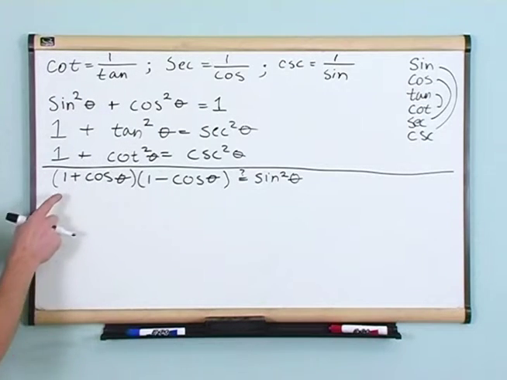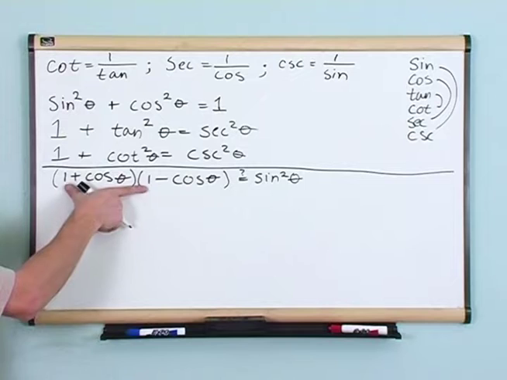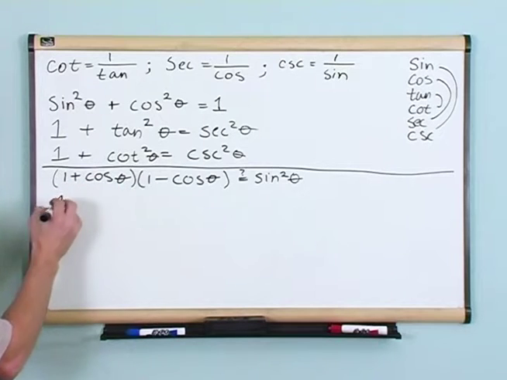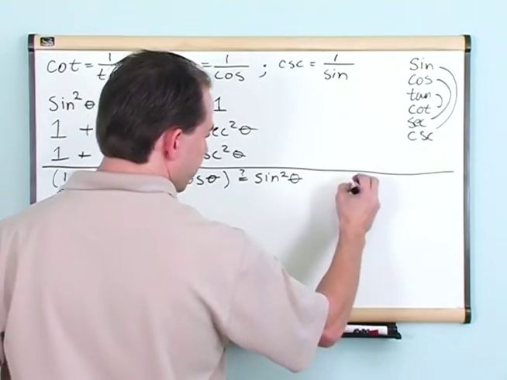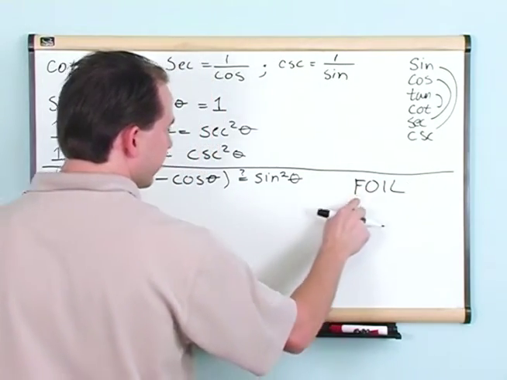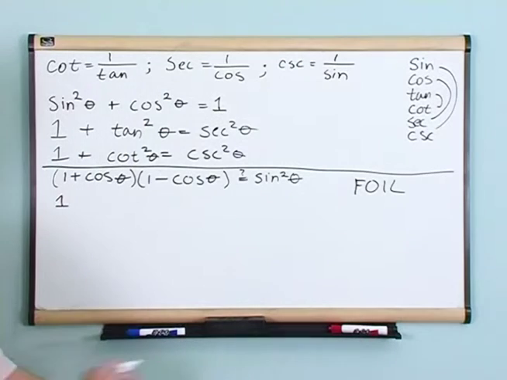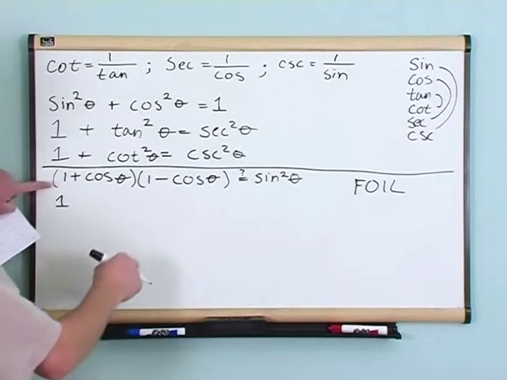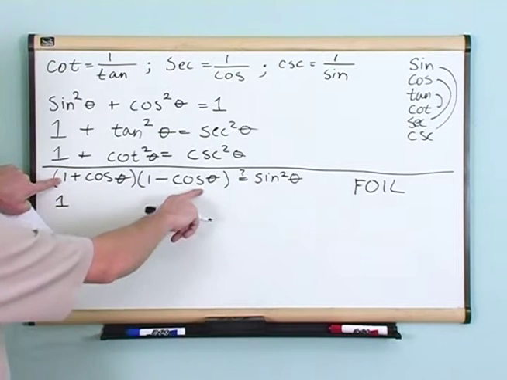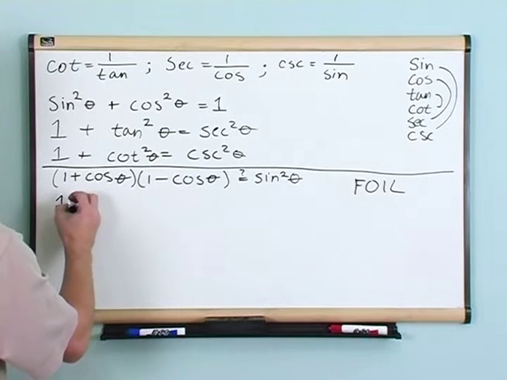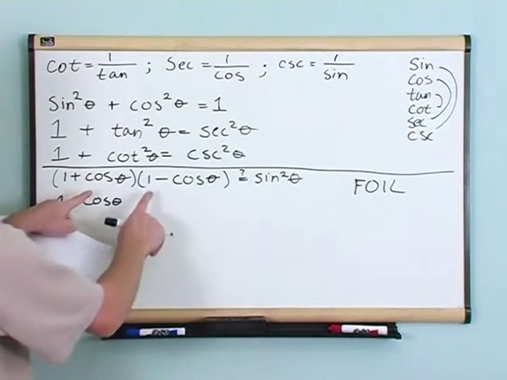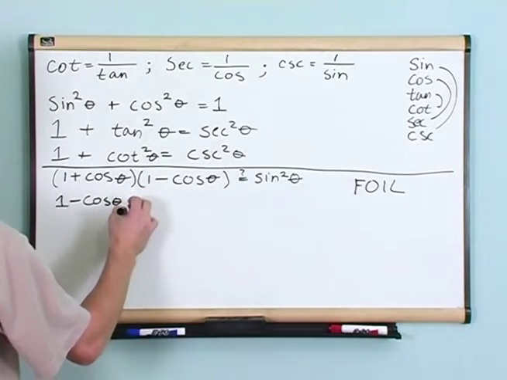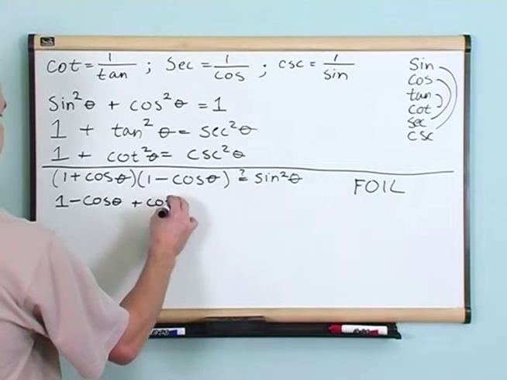Expand this out. So let's do that. First term times the first term. 1 times 1 gives me 1. Again, I'm just using FOIL. And for those of you that may not remember, I'm going to multiply the first, the outside, the inside, and then the last terms. I'm going to add them all up. That's how you multiply terms like this. The outside term times the outside term is 1 times a negative cosine theta, which is just going to give me a negative cosine theta. The inside terms is 1 times cosine theta, so I've got a plus cosine theta here.